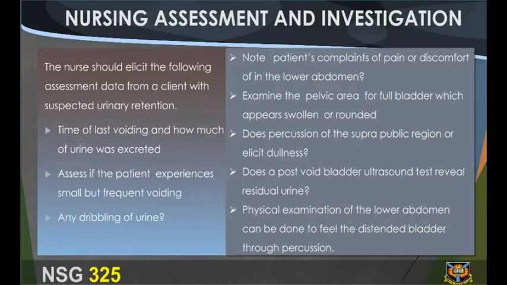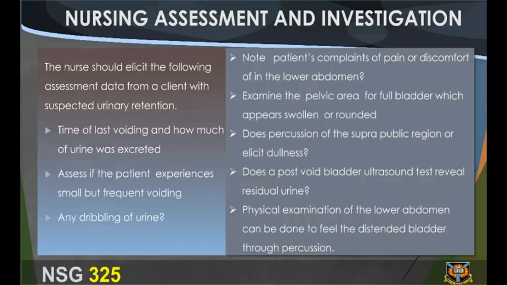bladder. Nursing assessment and investigation. The nurse should elicit the following assessment data from a client with suspected urinary retention: time of last voiding and how much urine was excreted. Assess if the patient experiences small but frequent voiding or any dribbling of urine. Note the patient's complaints of pain or discomfort in the lower abdomen.